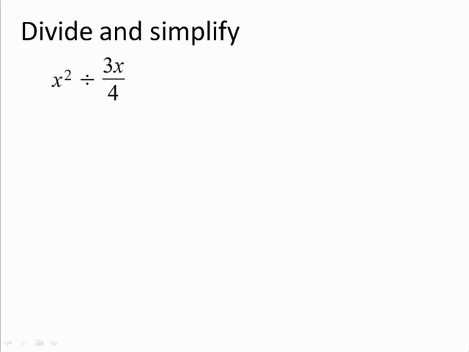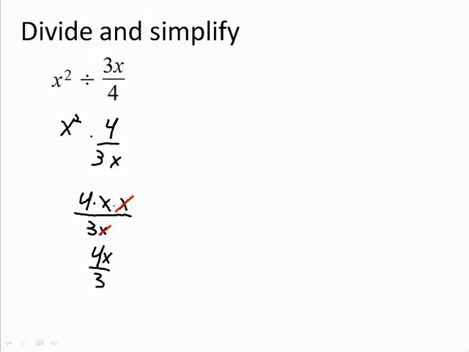Divide and simplify. X squared divided by 3x divided by 4. When dividing fractions, invert the divisor and multiply. X squared times 4 divided by 3x. Multiply the numerators and rewrite x squared as x times x. 4 times x divided by 3x. And x in the numerator and denominator cancel out. You are left with 4x divided by 3.